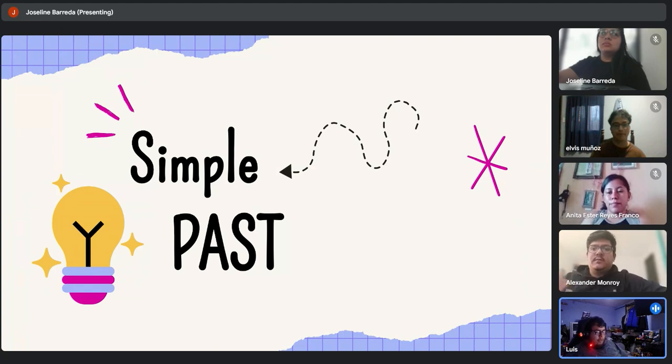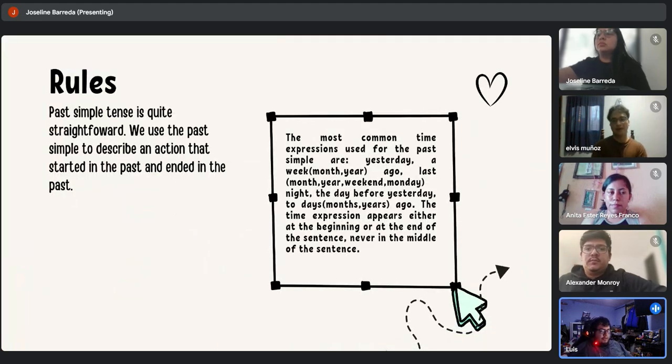Good morning. Well, today we are going to talk about the simple past. So let's get first with the rules. The past simple tense is quite straightforward. We use the past simple to describe an action that started in the past and also ended in the past.